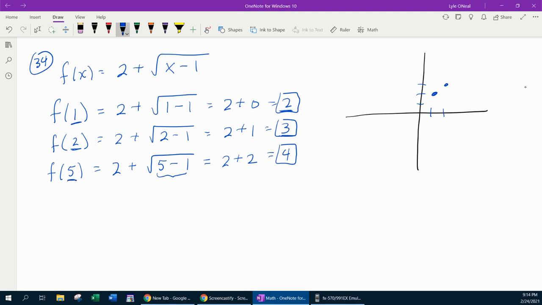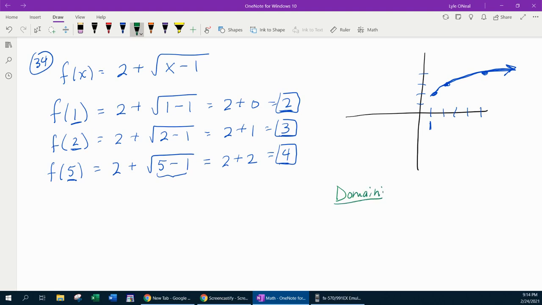And the next ordered pair would be 5, 4. So 1, 2, 3, 4, 5, 4, like so. And did you hear me say a second ago that every square root graph is going to make a swoosh? And so I can see that this graph is going to swoosh to the right, like so. I've got my starting point at 1. This graph is going to go to infinity and beyond. Let's find the domain and range.